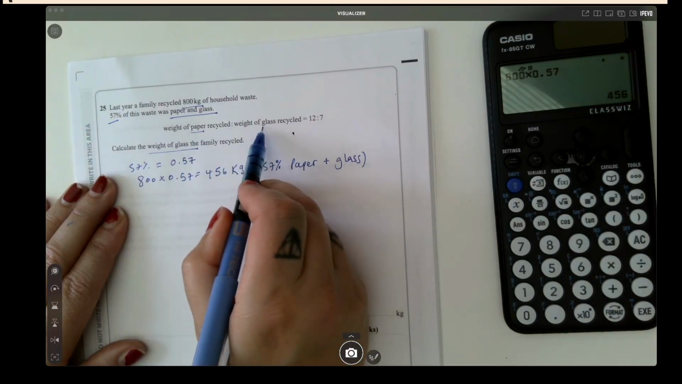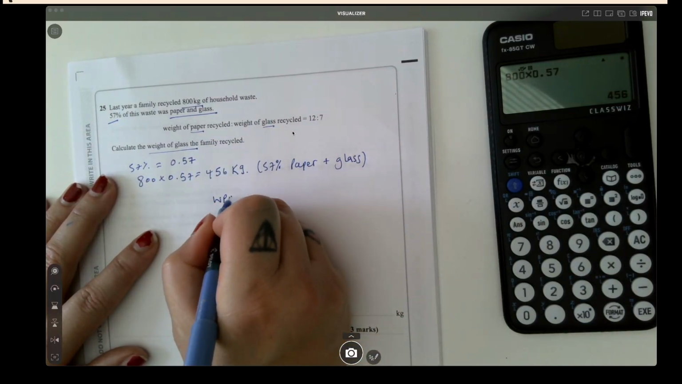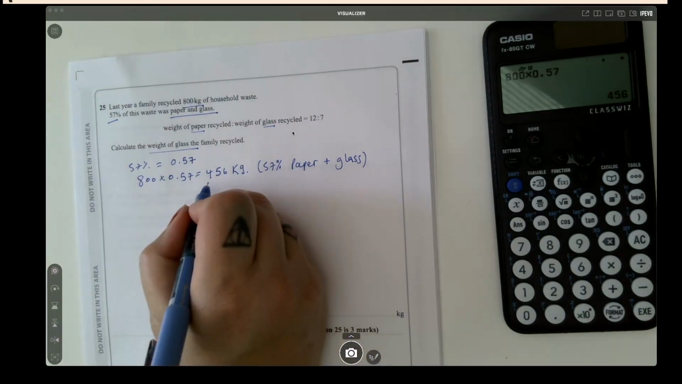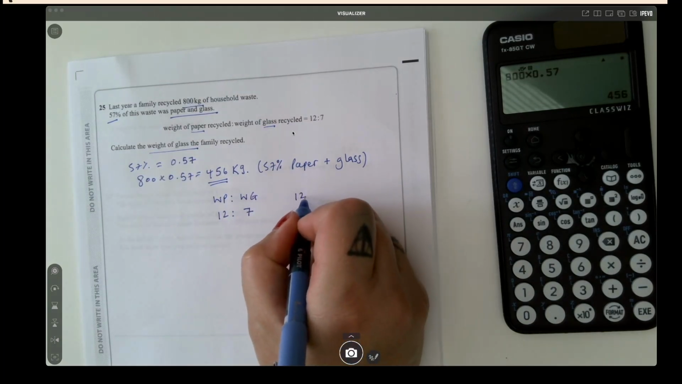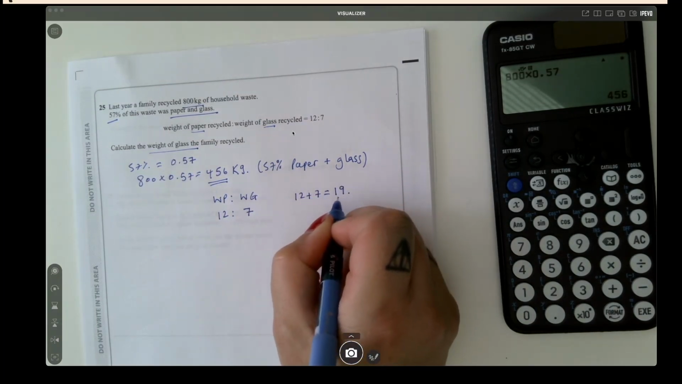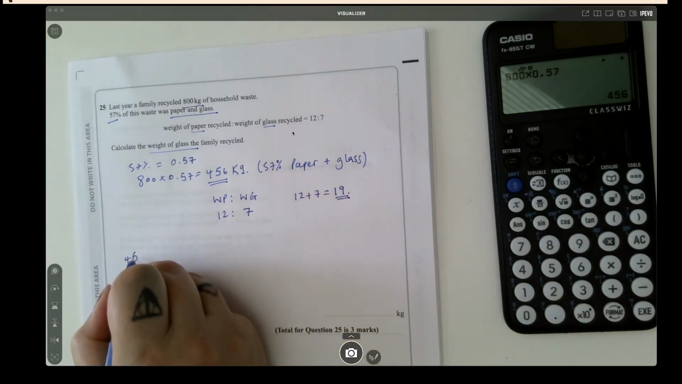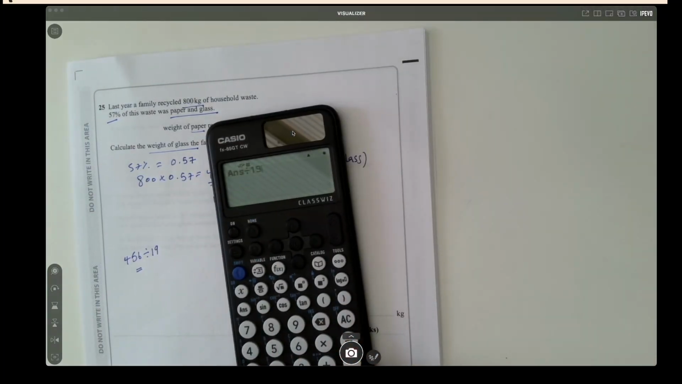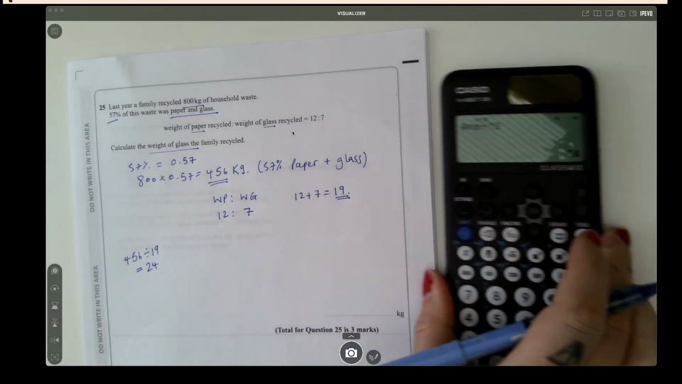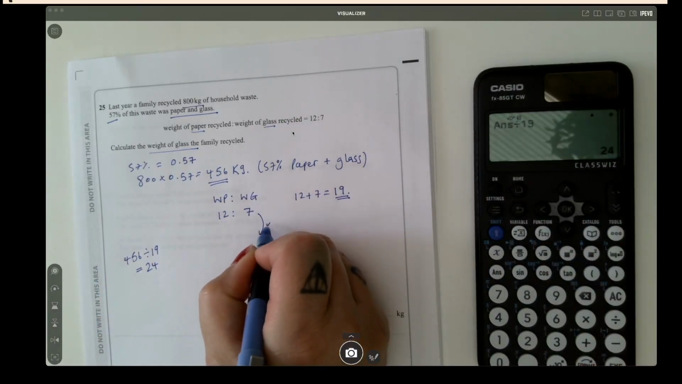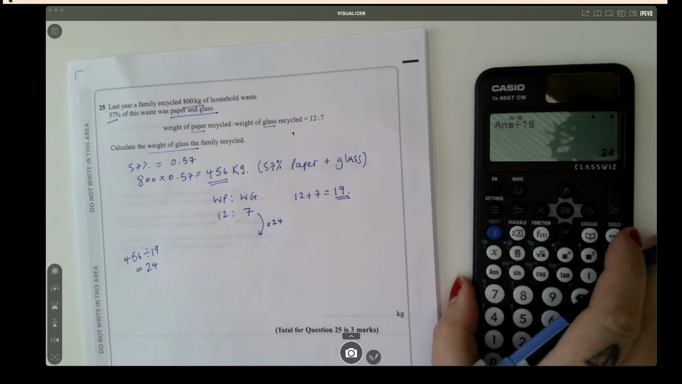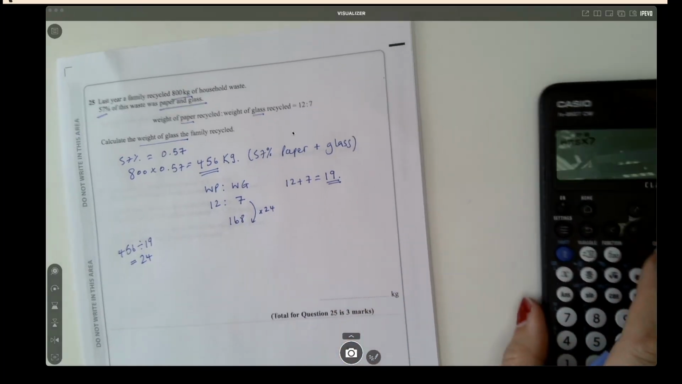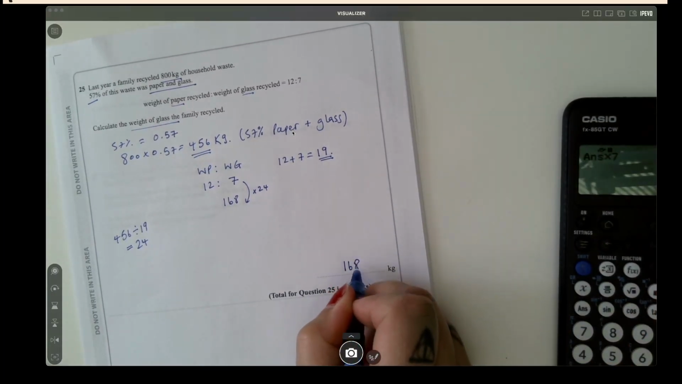And our ratio deals with paper and glass. So the weight of the paper to the weight of the glass is in the ratio 12:7. So I'm now going to share this amount into this ratio. So we have 12 plus 7, 19 parts in total. So I'm going to do 456 divided by 19, which is 24. So I want the weight of glass. So I'm going to multiply this side of the ratio by 24. 7 times 24 is 168. So the weight of the glass is 168.